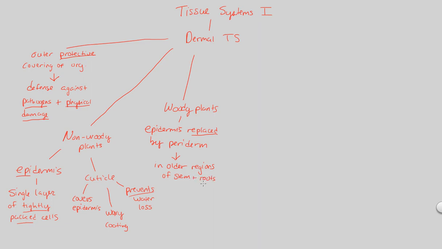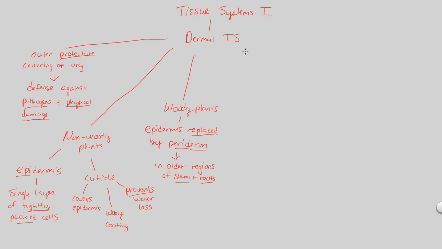So we'll see this in a little bit more detail as we move forward, this periderm, when we look a little bit more at these woody plants and what they really consist of on the cellular level. So more on this periderm later. Just know that non-woody have the epidermis, woody have the epidermis that's replaced by a periderm, and also the cuticle.